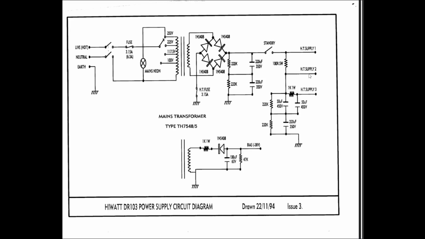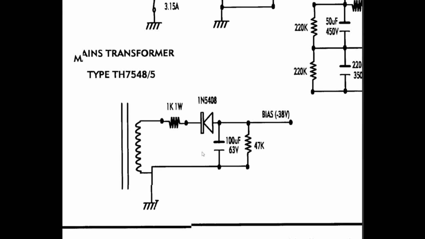This goes to HT supply, which is high tension, which is another name for the B plus, or the power that's going to your power tubes and your preamp tubes to supply power to those at the plates. But down here, this is what we're interested in today. This is the bias for our circuit. So let's zoom in and take a closer look at what's going on here.